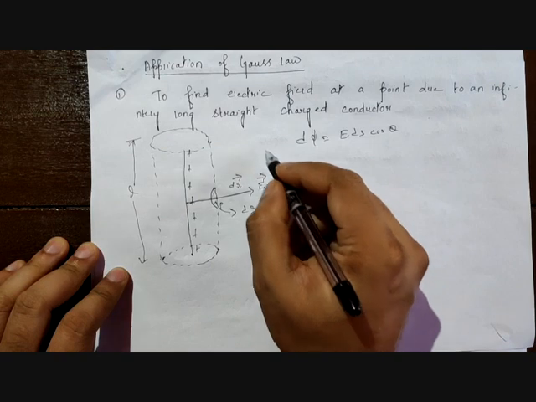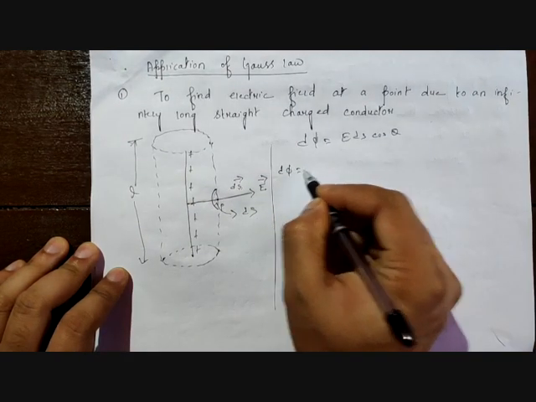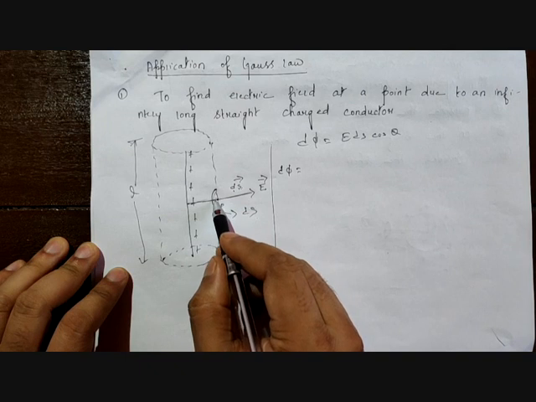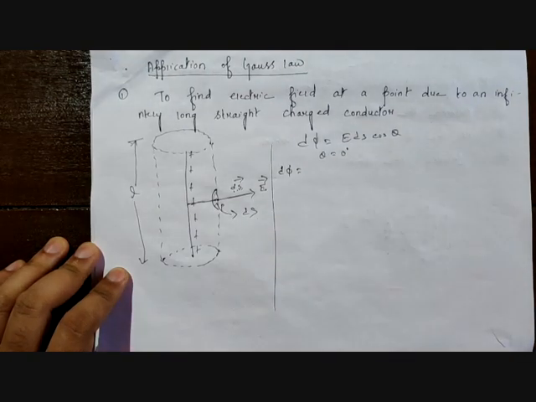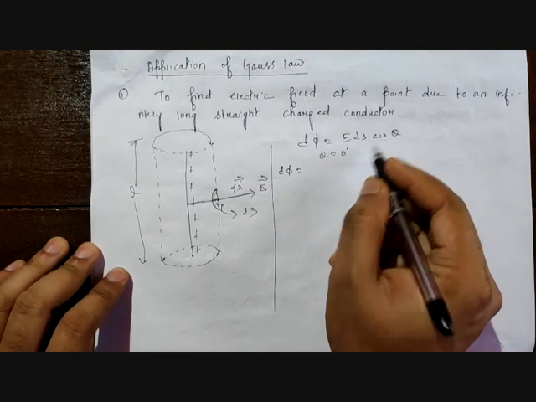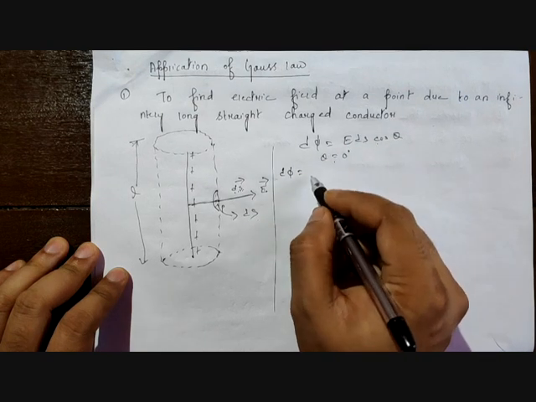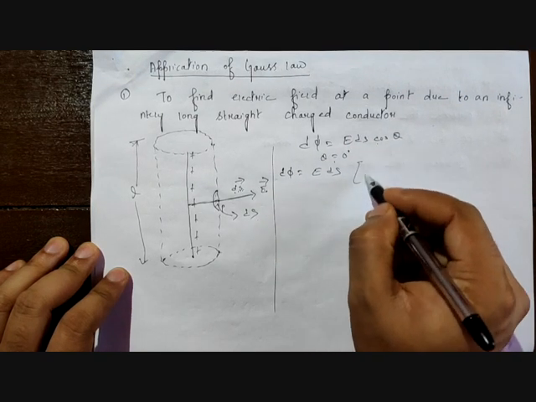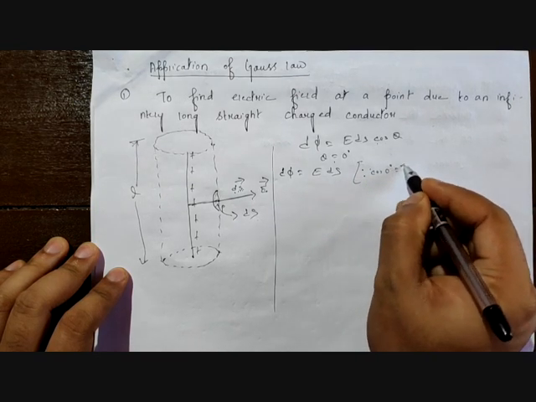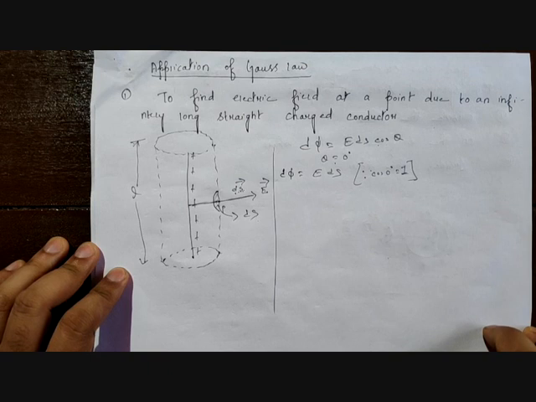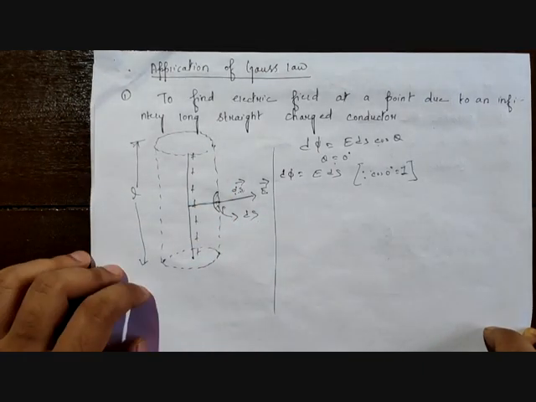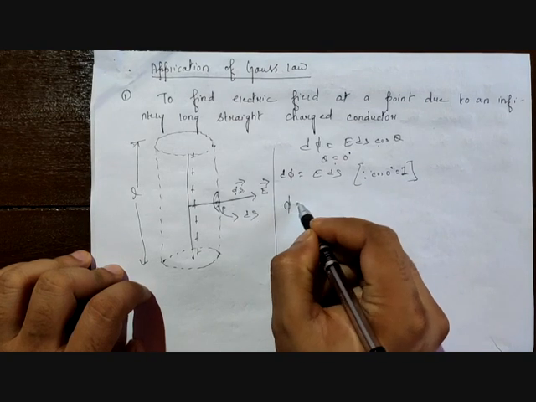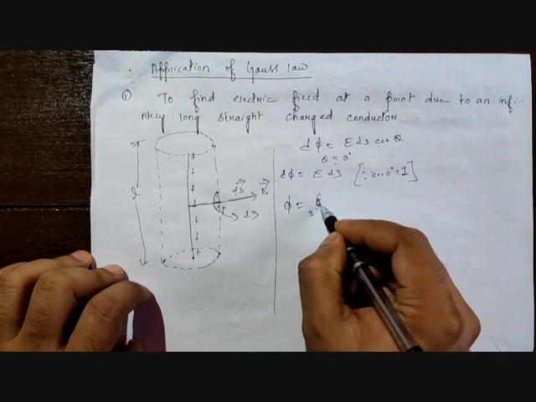Now see, the area vector is always perpendicular to the surface, and the area vector and electric field are in the same direction. So theta will be 0 degrees. So cos 0 is how much? Cos 0 is 1. Now we'll find the total flux. Total flux means integration, right? And it's a closed surface.